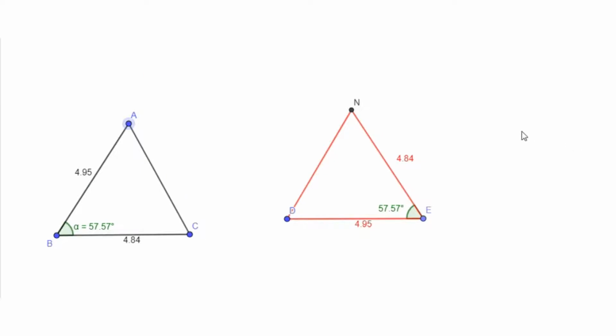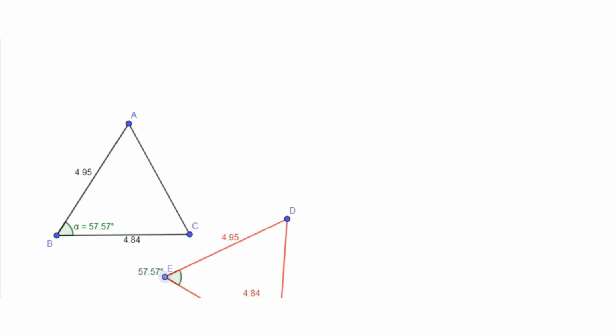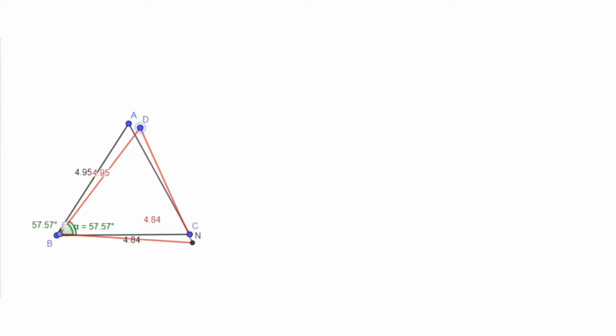So here we have got two triangles. In these two triangles, which are triangle ABC and triangle NDE, we know that side AB is the same as side DE, which means they are equal. Side BC is the same as side EN, which means they are equal, and the angle between them is 57.57 degrees. That means if we rotate this triangle, it will completely overlap over the other triangle. Let's try and see if we can do that. Let's take it over here.